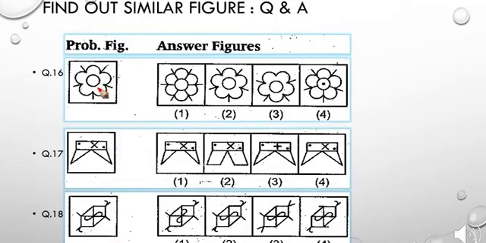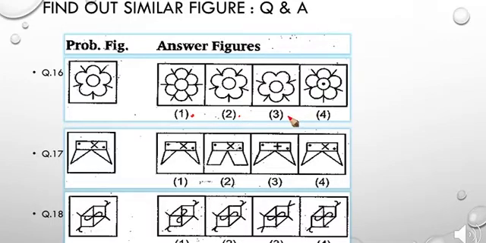So let's check the presence of circle in each of the answer figures. In answer figure 1 the circle is there inside which there is nothing, so this is fine. In answer figure 2 there is a circle inside which there is no design, so this is also fine.